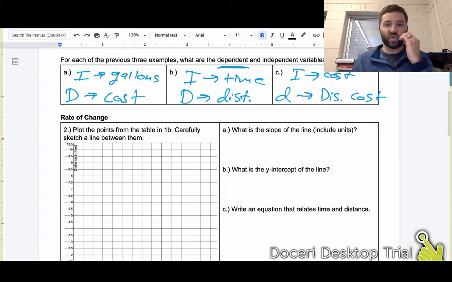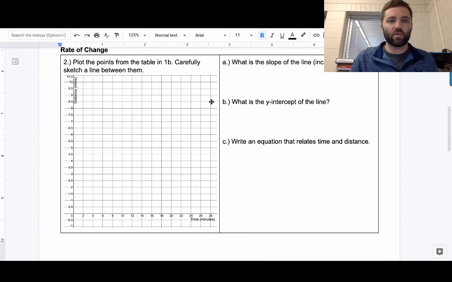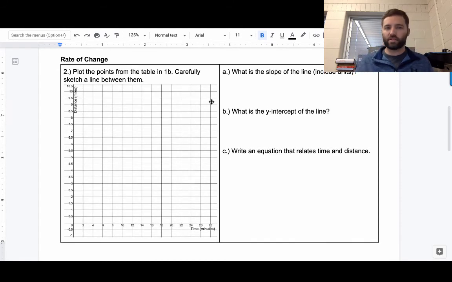Okay. So how much is the discounted cost? Well, that depends. What was the initial cost? All right. So that's the difference between independent and dependent variables. Let's look at this last one before we wrap up part 1 of the video here. So rate of change. We want to plot the points from the table in 1B.